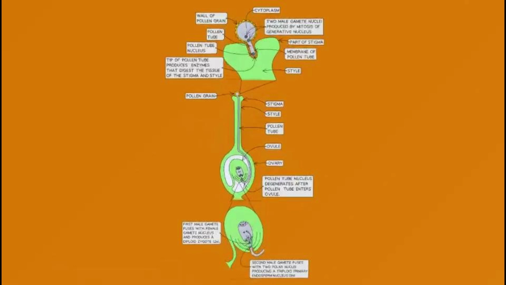The generative nucleus of the pollen then divides by mitosis to produce 2 sperm cells which enter the embryo sac. And here's where we get double fertilization. So the first of those sperm cells is going to fuse with the female nucleus, so the egg cell, to form a diploid zygote. The other sperm cell is going to fuse with both the 2 polar nuclei to form a triploid endosperm, which then serves as a source of nutrients for the embryo.